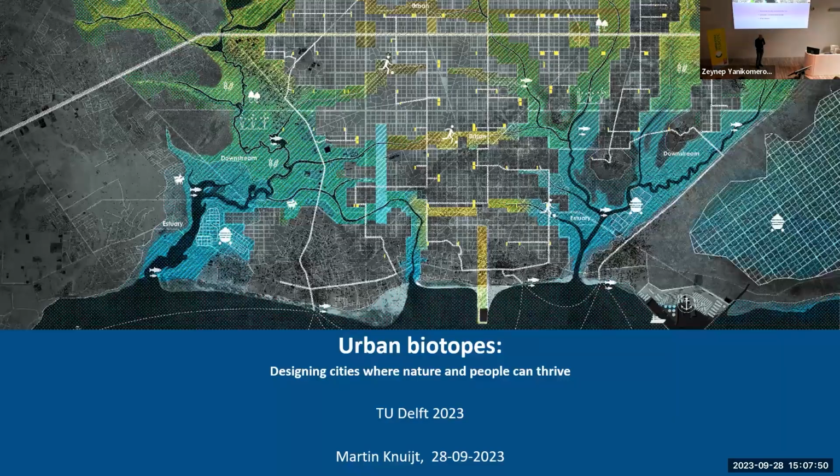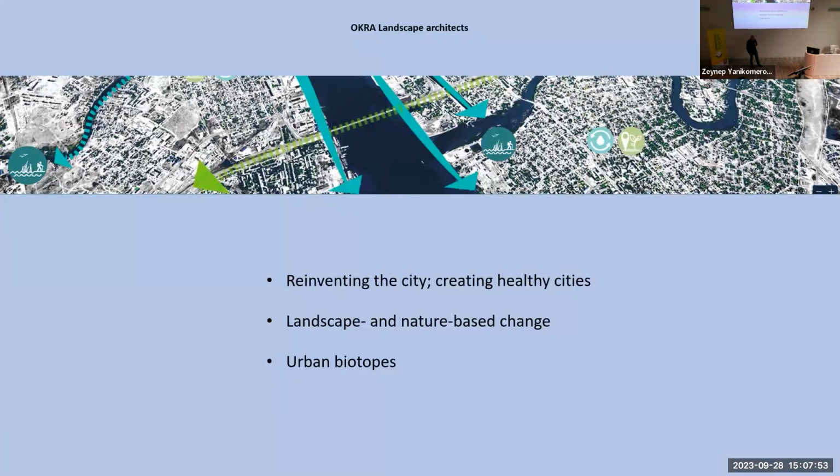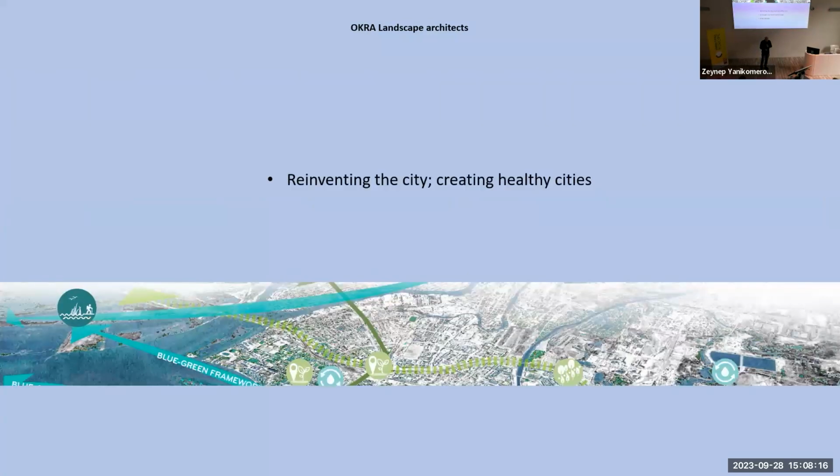Talking about urban biotopes, I would like to talk first about reinventing the city, how we should create a healthy city. And then later on, landscape and nature-based change. And it's extremely structured compared to other lectures that I give. Normally, I don't have these chapters, so really be happy with that. Yeah, you are. That's great.